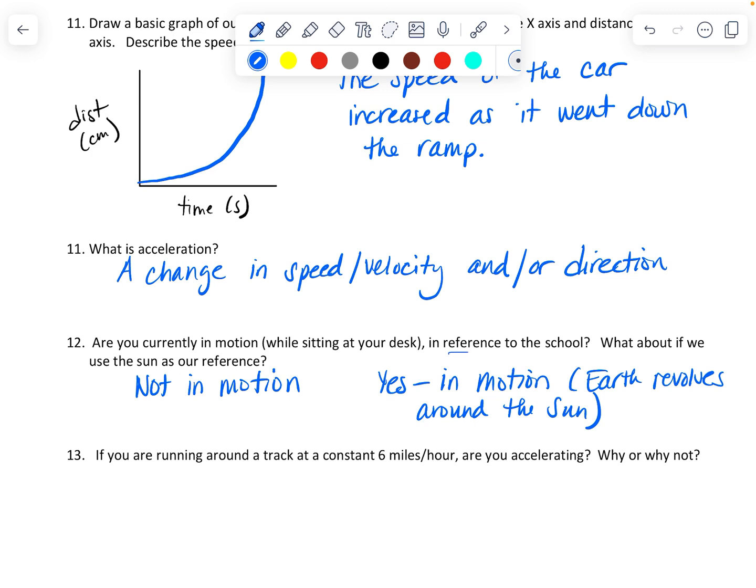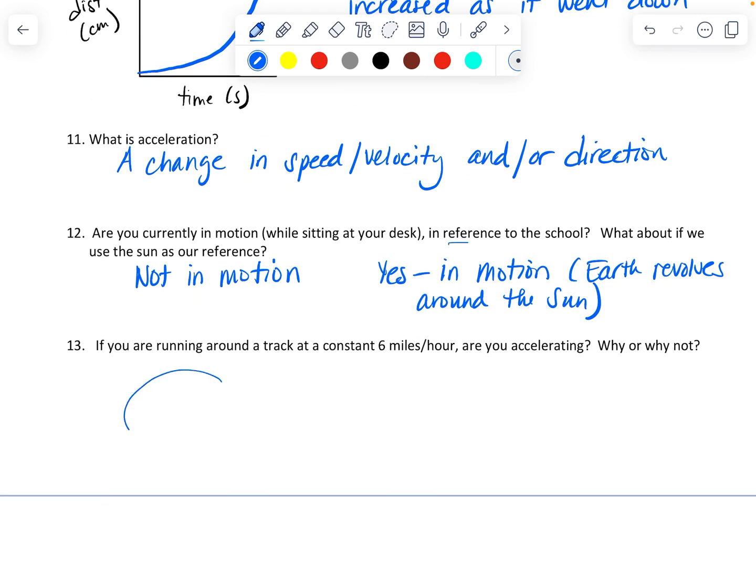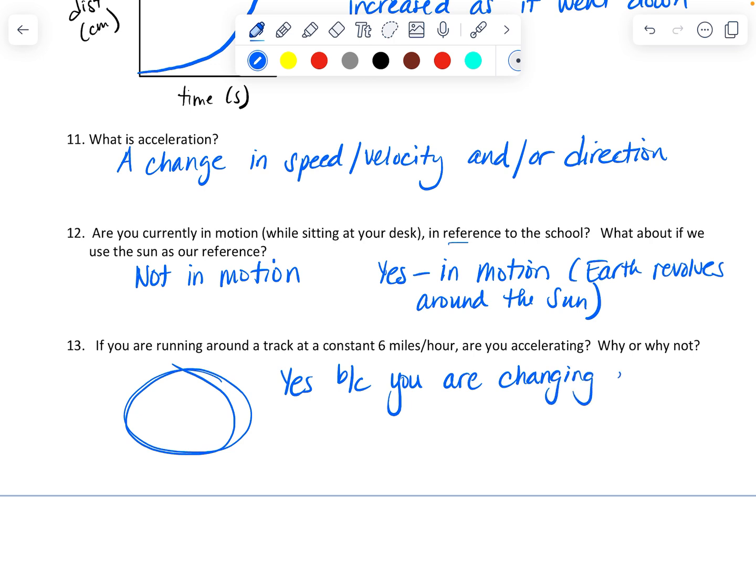If you're running around a track at a constant 6 miles an hour, are you accelerating? Okay, so no change in speed on that one, but you did change direction. So yes, because you are changing direction. So you are considered accelerating, even though you're moving at a constant speed.